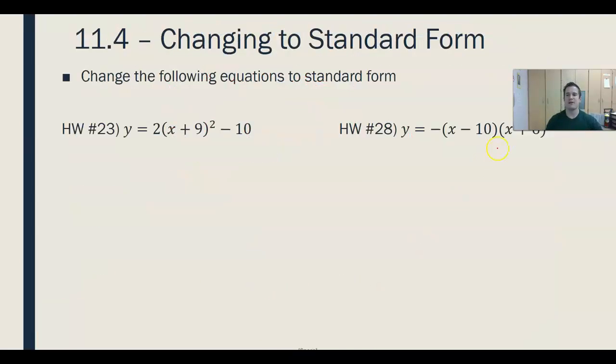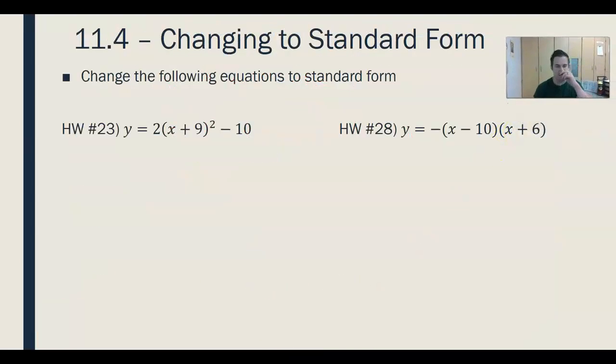Okay, the very last lesson that we just finished talking about, the last video we discussed, was changing to standard form. So we're coming full circle. We've converted from standard form into factored form and into vertex form, and now we're coming back. If we have a quadratic that's in factored or vertex form, we can convert it back into standard form. And this is how we're going to do that. We're just going to simplify. We're going to follow our order of operations rules, and we're going to simplify.